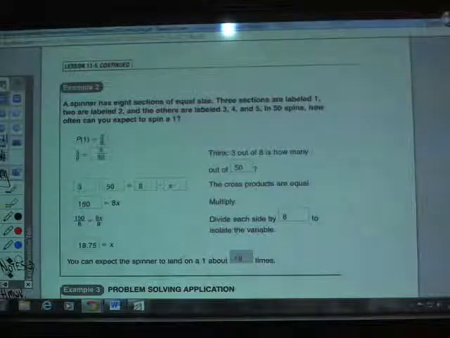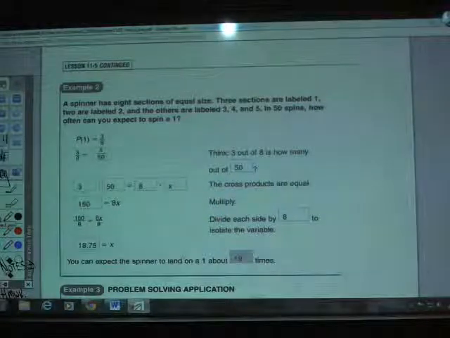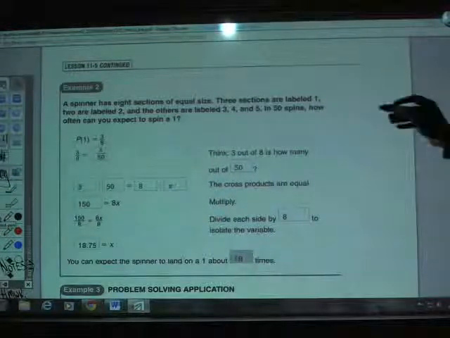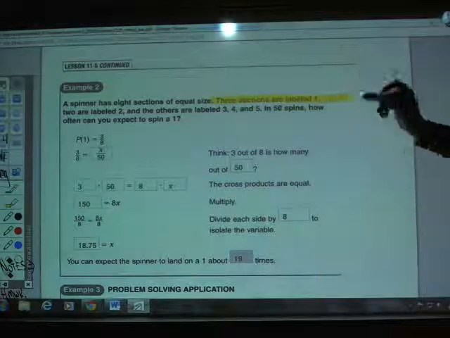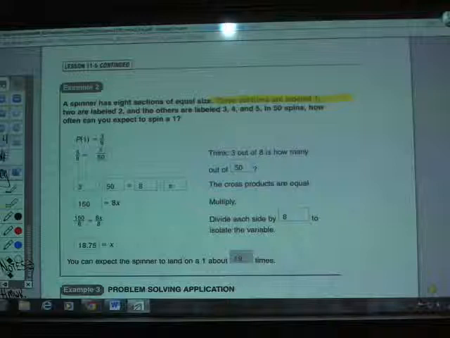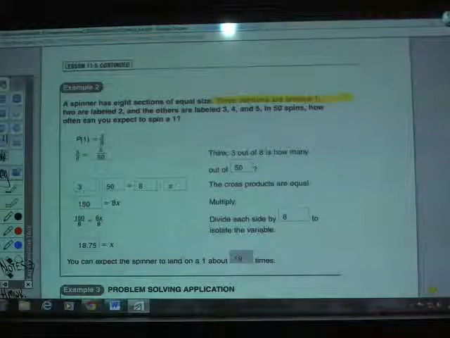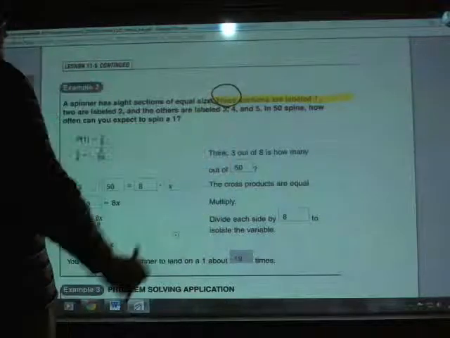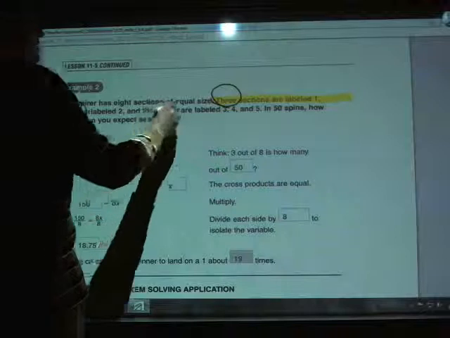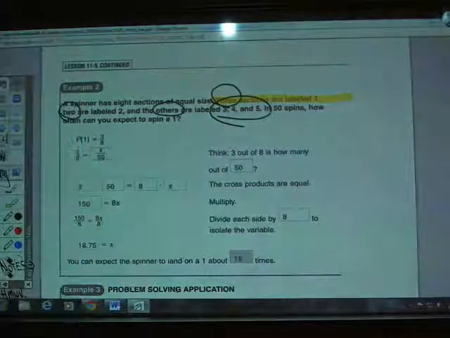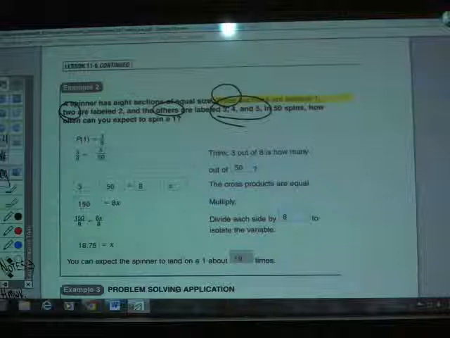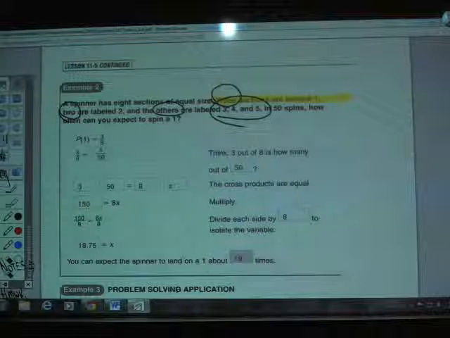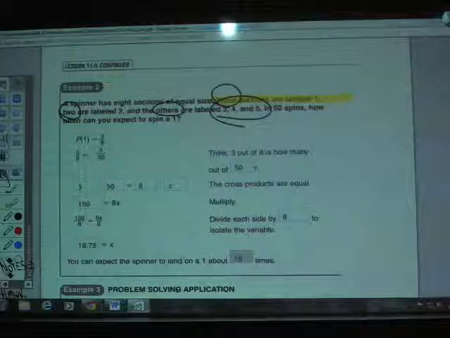So what we use here is what the question has said to us. There are 3 sections labeled 1, which is what we see at the end of that first line there. So we know the number of winning scenarios here is 3, and we're going to compare that to the total. Well, we've got 3 sections labeled 1, 2 labeled 2, and then we've got the others of 3, 4, and 5, so that's 1 each. So in total, we come up with 8 sections here on the spinner. So there's a 3 out of 8 chance of landing a 1. In other words, if I try this 8 times, I should land on the 1 3 out of those 8 times.